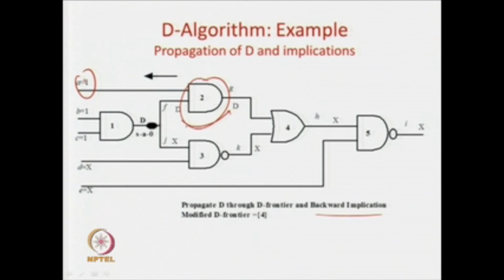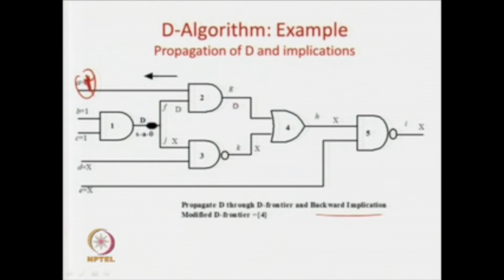The idea was that gate 2 is selected as a D frontier, and the fault effect is propagated to the output. Now, input D is known, and this one input was x. So, by backward propagation for this gate 2, you make it a 1 and everything is justified. We have already discussed that backward implication is used for the J frontier and forward implication for the D frontier. Now you can see for this gate, what happens?